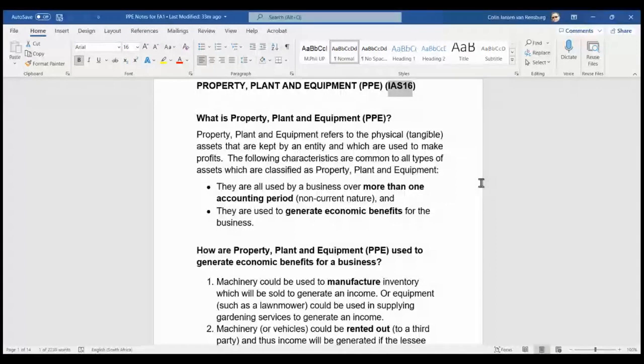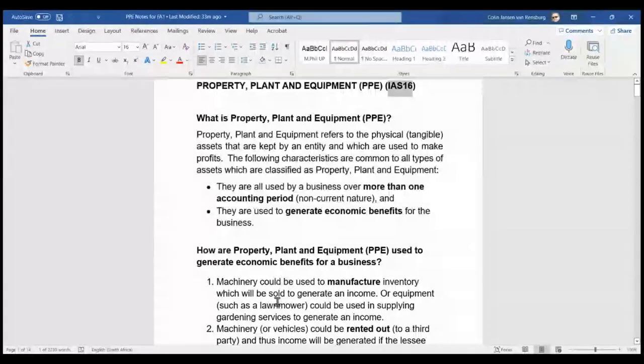And then also part of the definition, which we'll see later on, it must be used over more than one financial accounting period. If it is going to be used in less than one financial accounting period, it also does not qualify as property, plant and equipment. But we will discuss that a little bit later on.